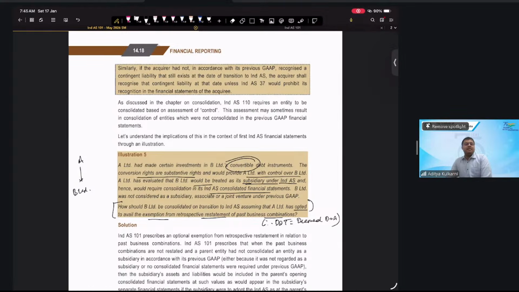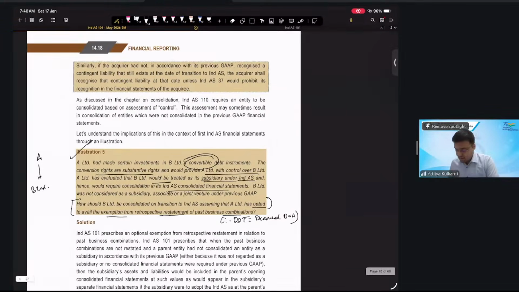If they had not availed this choice, would you have to do a retrospective restatement? Yes. And when you do a retrospective restatement, you will not only consolidate, but you will do a fair valuation. You will revise the goodwill, NCI, profit share, etc. from the date of acquisition till now. Yes or no? Yes. So that is one activity that you would be performing additionally. Are we okay with this? Yes. Okay. So illustration 5 is done.